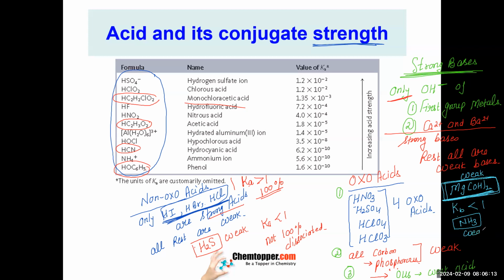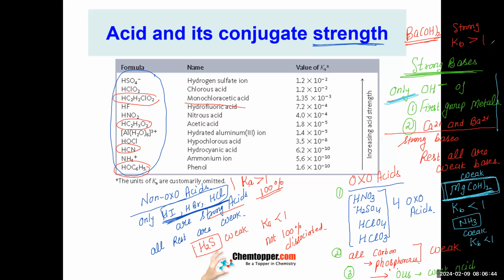Yes, it's weak because it's not there in this list, which I've said. Ammonia is not there. Nothing else is there. If I give you anything other than these, it's weak. Kb is less than 1. But if I give you Ba(OH)2, is it strong or weak? Strong. Kb greater than 1.